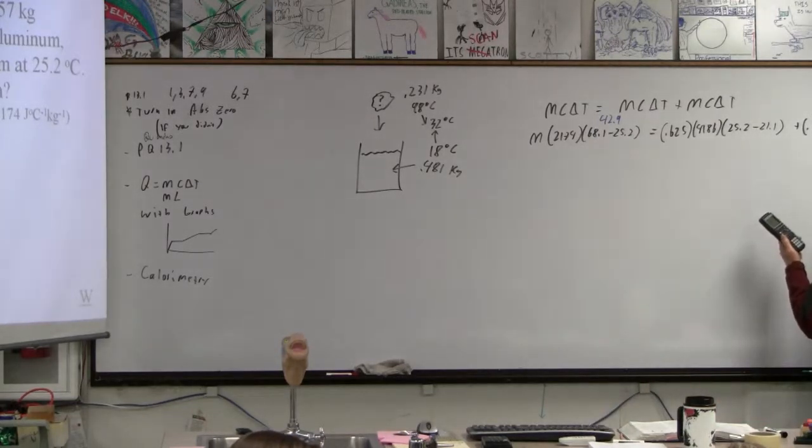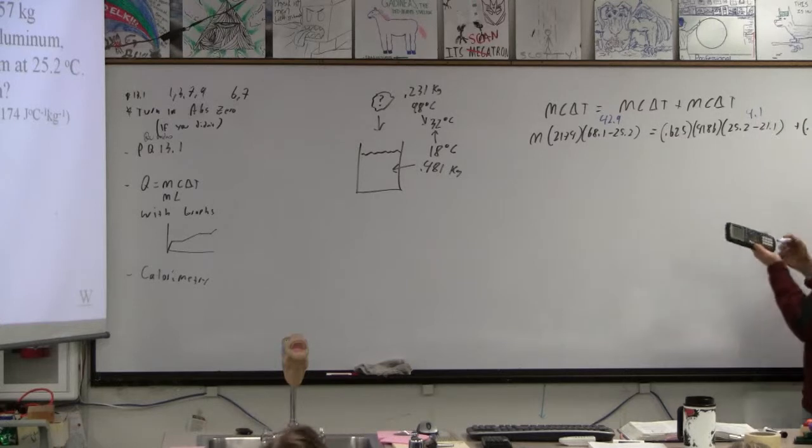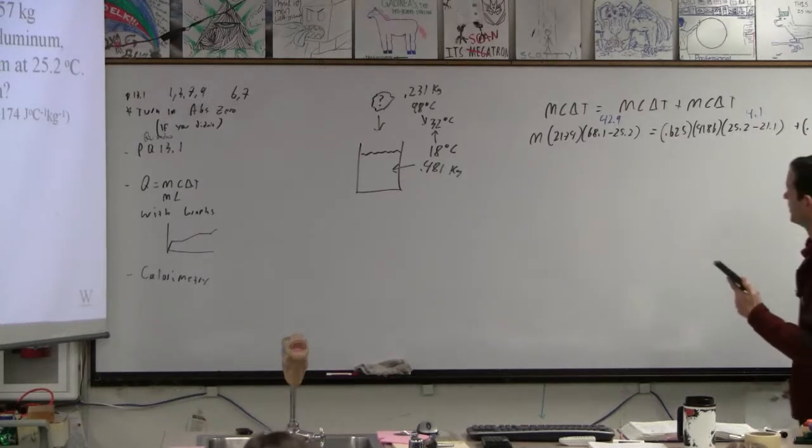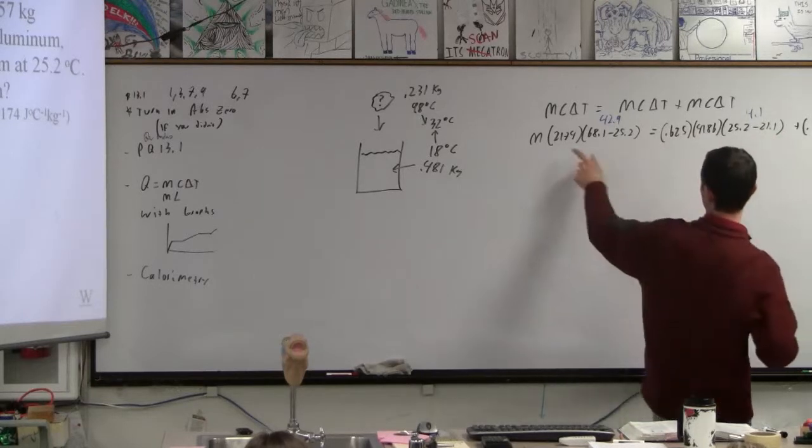What is this? 4.1? Is this 4.1? There we go. So isn't it going to be this whole side just divided by this, divided by this?